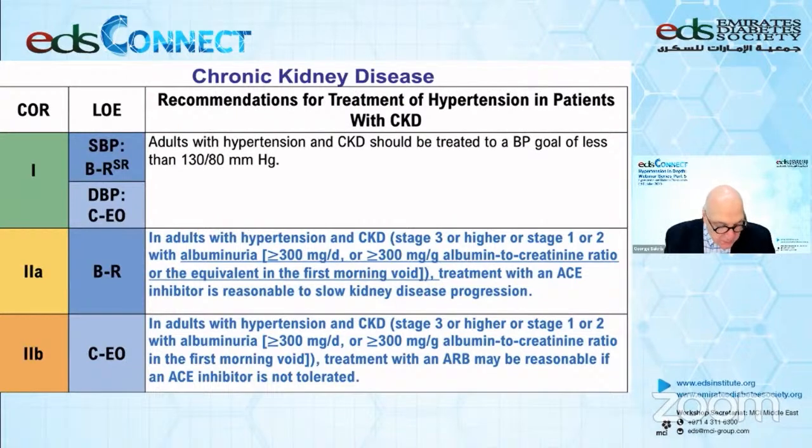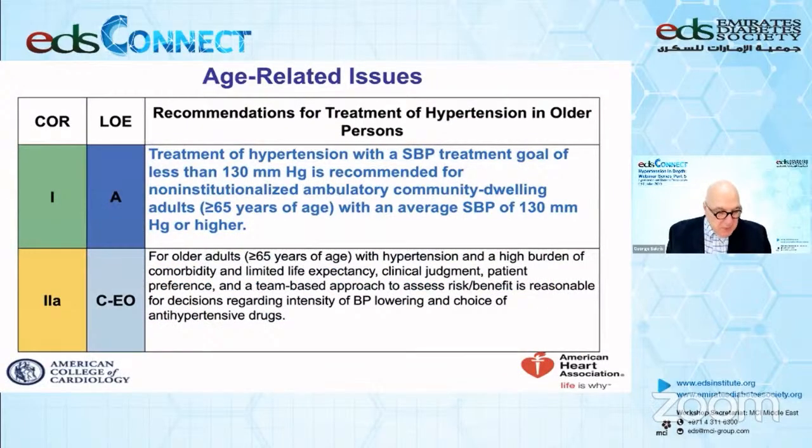There is no evidence that reducing the blood pressure below 130 over 80 further slows kidney disease. You have to be less than 140 over 90. But for cardiovascular benefit, you need to go below 130 over 80. And that's especially true if you had large amounts of protein.